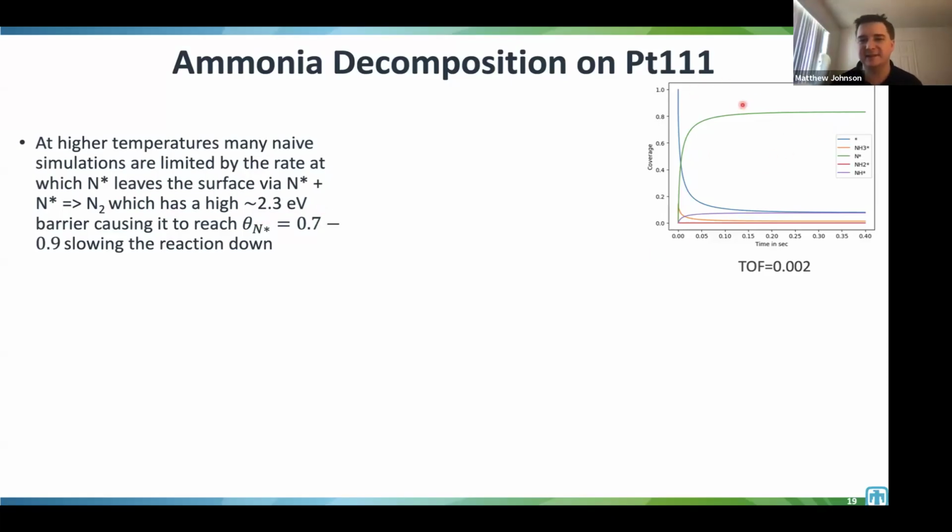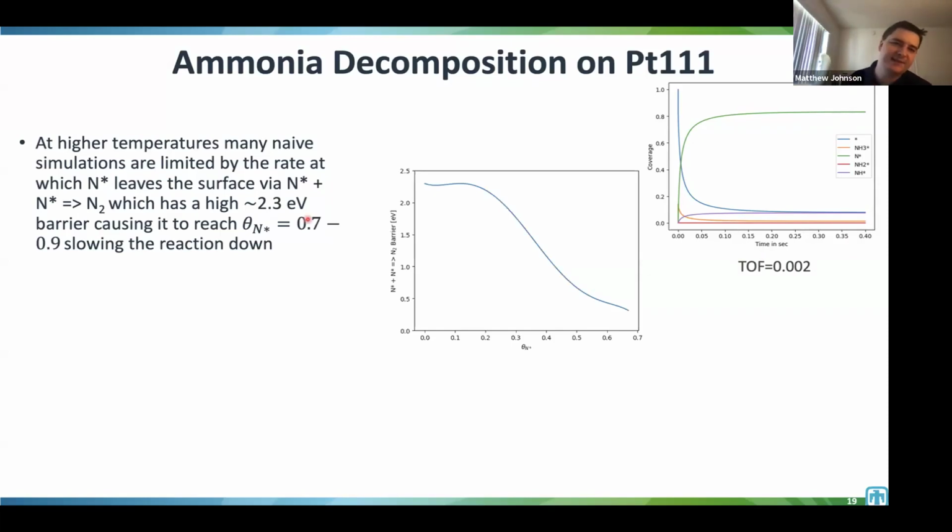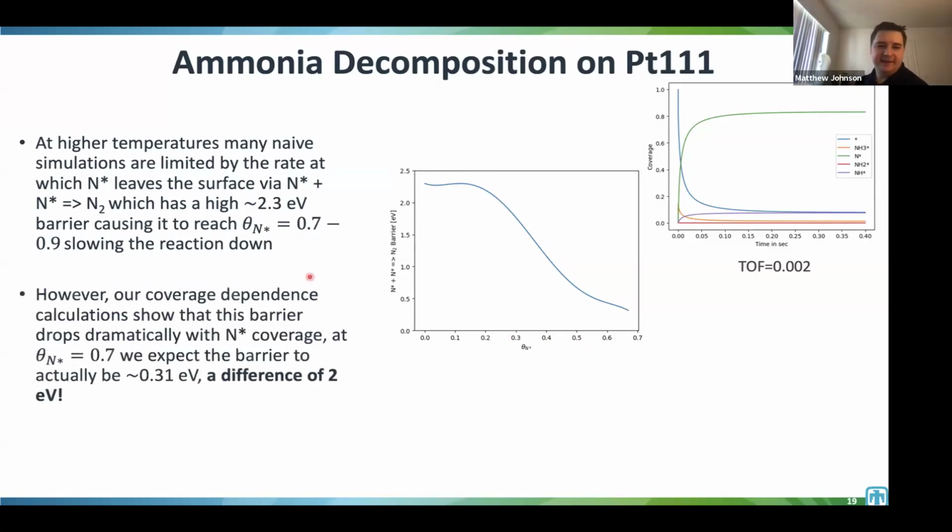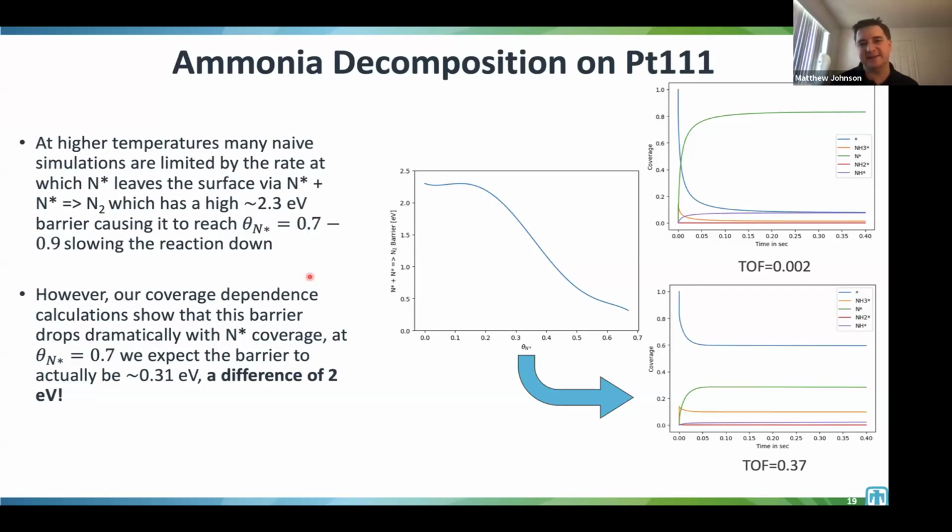And if you simulate this, you'll see a really high coverage of nitrogen, which is blocking adsorption of ammonia, and it's not such a great catalyst. But if we run coverage dependent calculations, we can see that at high coverages this barrier drops dramatically from 2.3 eV to about 0.3 eV. A difference of 2 whole eV. As you might imagine, if we put our coverage dependent parameters into the simulation, we get a dramatically lower coverage of nitrogen, and our turnover frequency, or how good our catalyst is, has improved by more than 2 orders of magnitude.